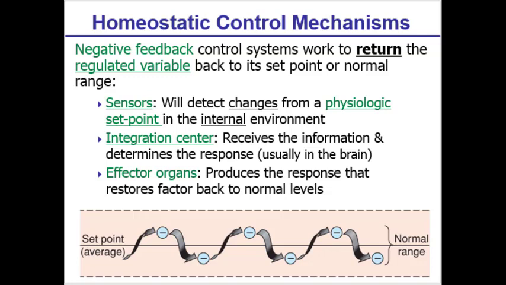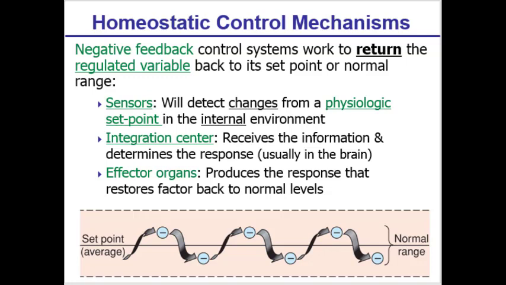You have sensors all over your body. We'll discuss these in detail in Unit 2 when we get into the nervous system, but something has to tell the brain or the integration center what's happening in the body. So the integration center receives this information, processes it, and determines the response in order to fix it. So this is usually the brain.